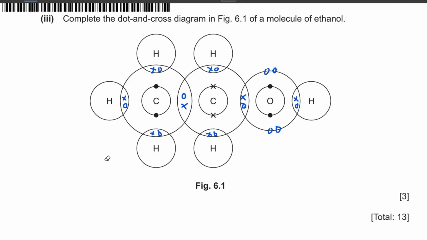So that's the full breakdown of the IGCSE Chemistry Paper 4 Variant 2, May June 2024.